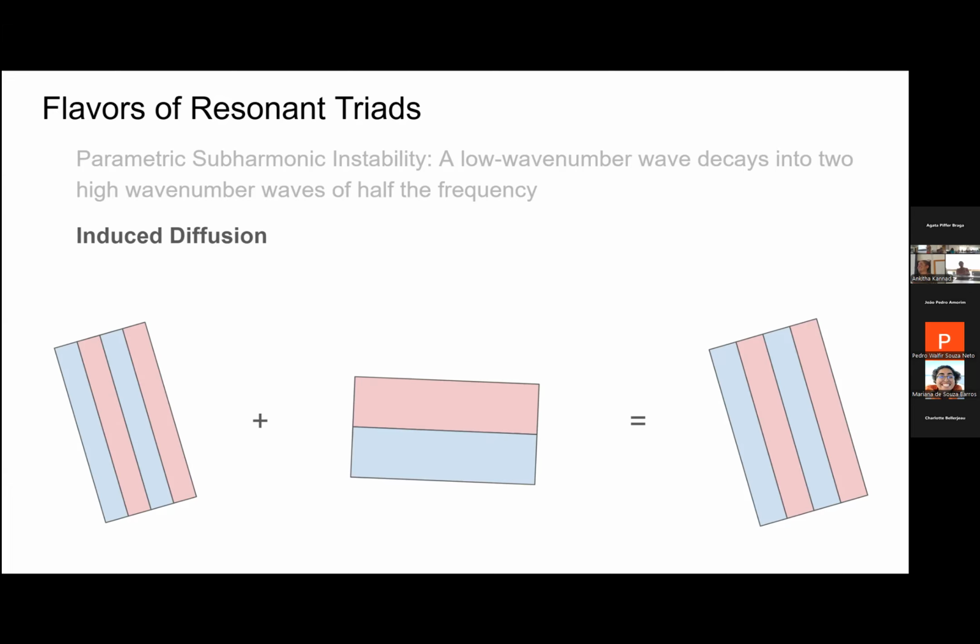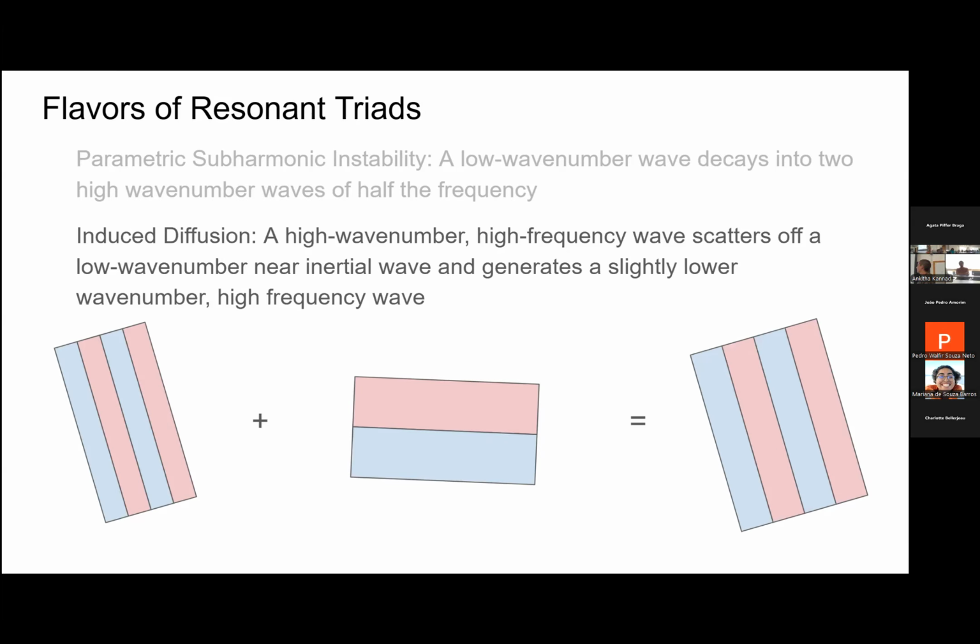Yeah, okay, totally. So you have a high frequency wave interacting with a low frequency wave of lower wave number. There are a lot of things you can get mixed up here. And the result is a higher frequency wave with higher, pretty similar wave number. So a high wave number, high frequency wave scatters off a low wave number near inertial wave and generates a slightly lower wave number, also high frequency wave.